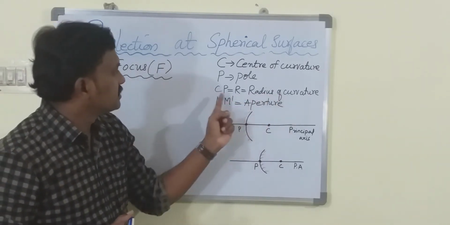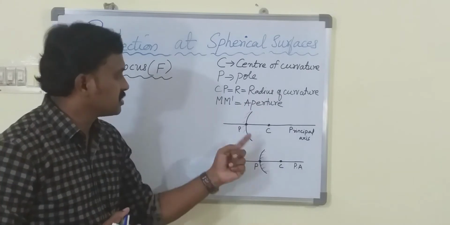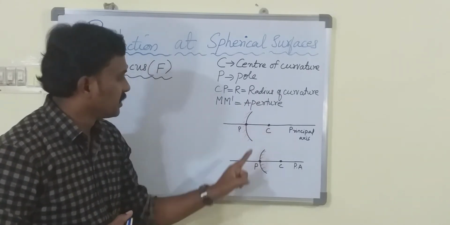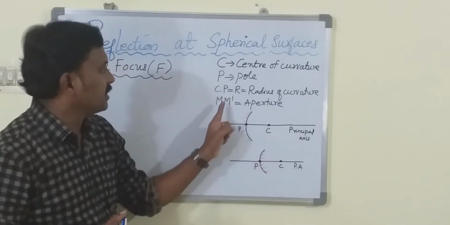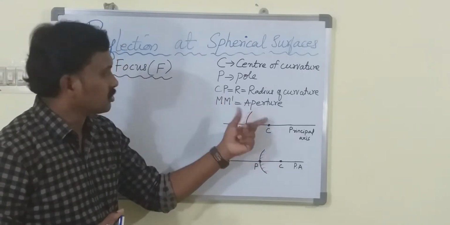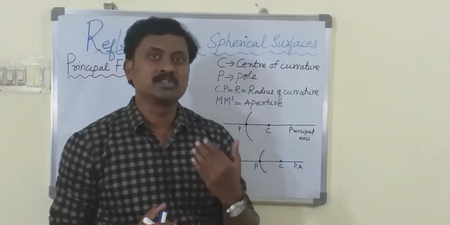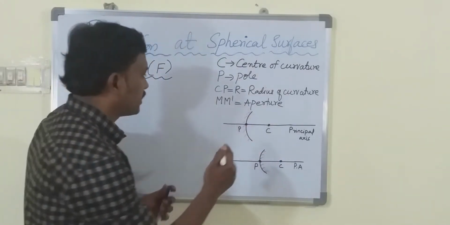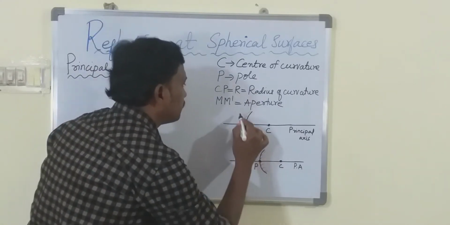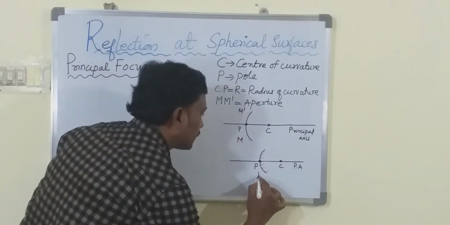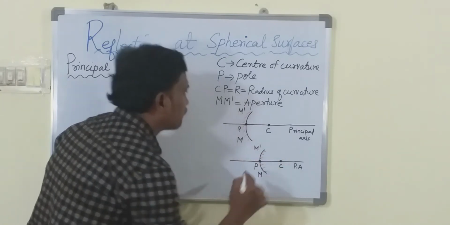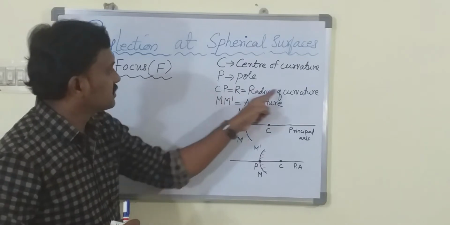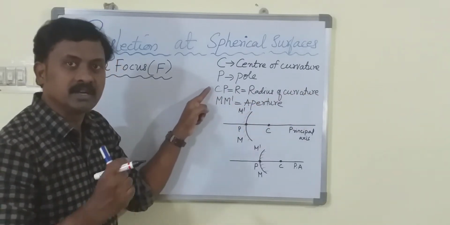And CP, that is R, the radius of curvature. The distance between the pole and the center of curvature is called the radius of curvature. It is applicable here also. And M dash, that is the aperture: the portion of the mirror which reflects the light is what we call the aperture, and it is denoted as M dash. So the center of curvature and the pole are points, whereas the radius of curvature is a distance.